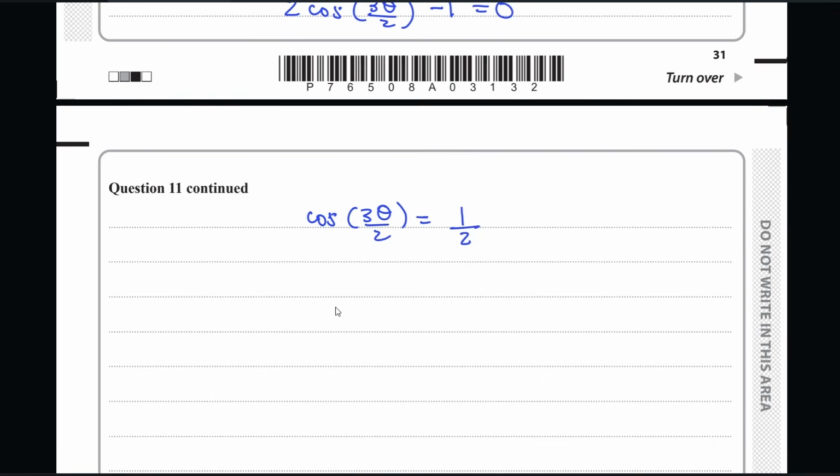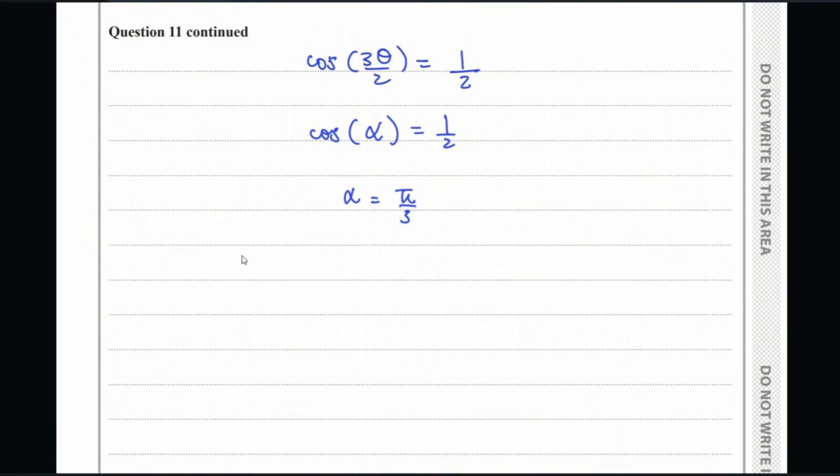Now we have to solve. Before we solve, we have to turn this into a reference angle. Instead of calling it 3 theta over 2, I'll be calling it a reference angle alpha. Cos alpha is equal to half. And this reference angle alpha, without using the calculator, we know that cos 60 degrees gives us half. In terms of radians, 60 degrees is 1/3 of 180, so that is pi over 3. So cos pi over 3 gives us half. The reference angle is pi over 3.